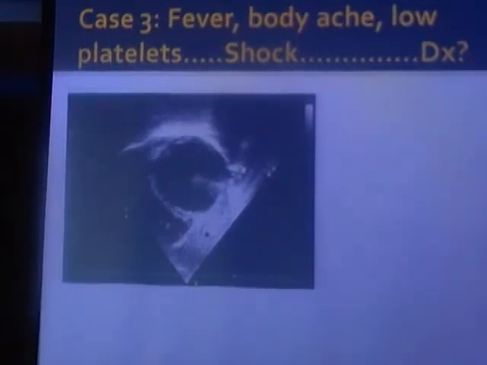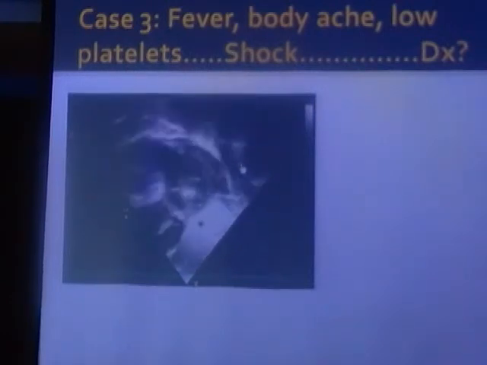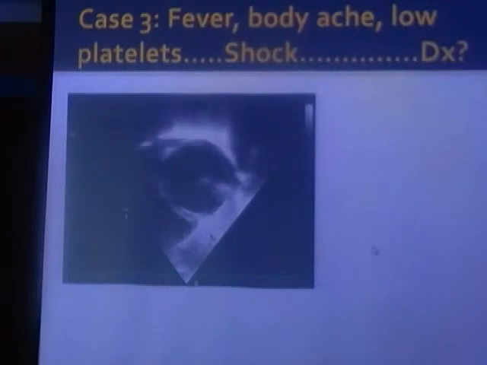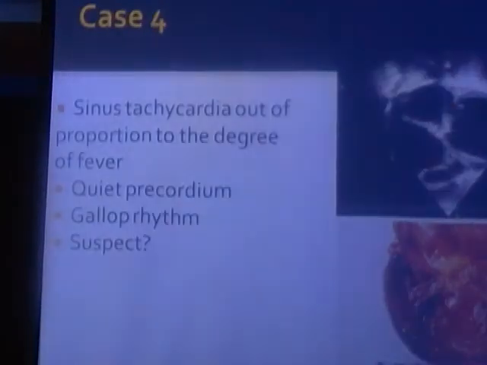This is another case: fever, body ache, low platelets, patient in shock. The physician is thinking of dengue, and dengue can affect the heart. You can get a low ejection fraction. You can actually get pericardial effusions. You can get sinus bradycardia. You can have ST changes. So you can get a lot of cardiac changes in dengue. The good thing is that they all improve over time. So it's generally just supportive management, managing the EF and so on, and it improves as time goes on.